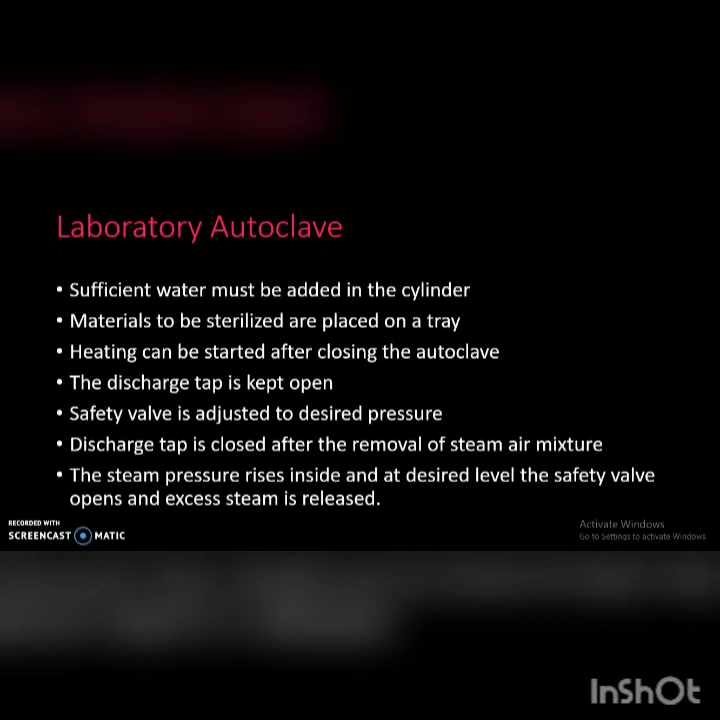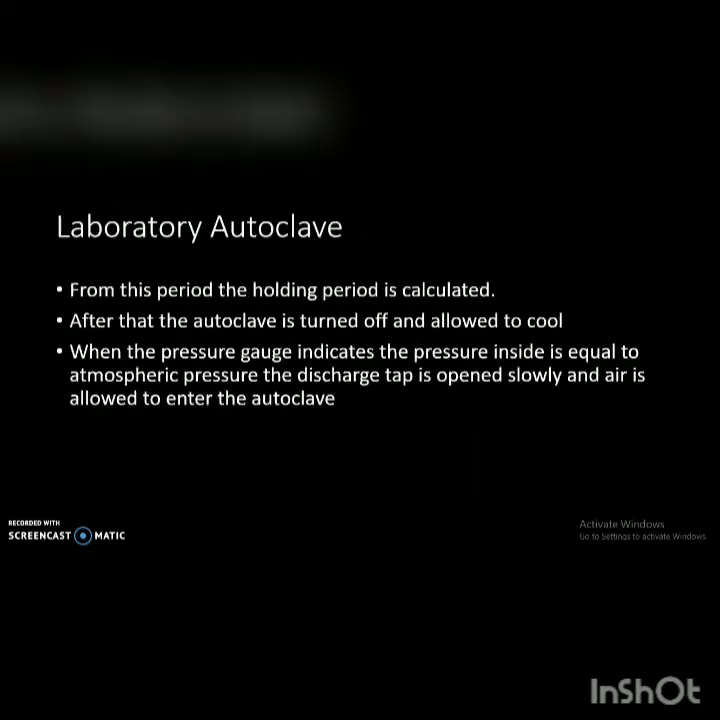Sufficient water must be added in the cylinder of the autoclave. Materials to be sterilized are placed on a tray. Heating can be started after closing the autoclave. The discharge tap is kept open. Then the safety valve is adjusted to the desired pressure. The discharge tap is closed after the removal of the steam-air mixture. The steam pressure rises inside, and at the desired level, the safety valve opens and excess steam is released. From this period, the holding period can be calculated. After that, the autoclave is turned off and allowed to cool.